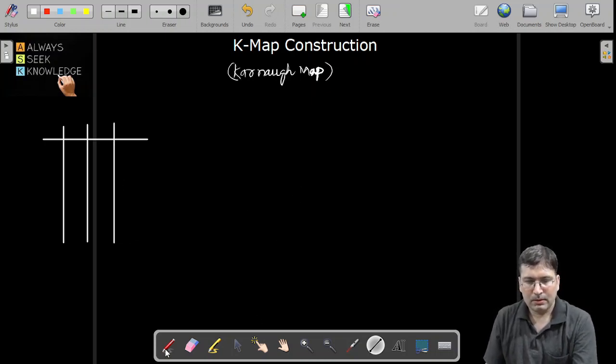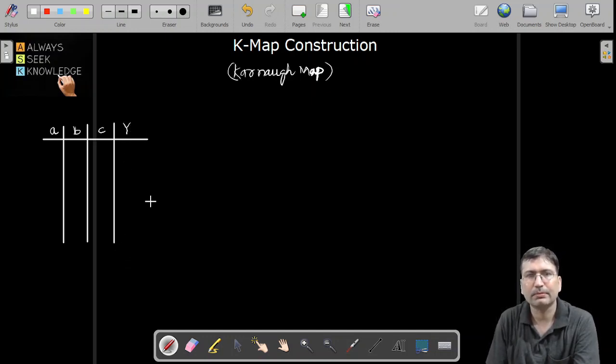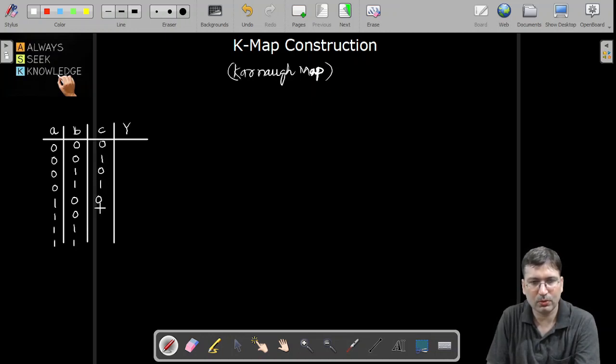Okay. So let's say I'm taking three variables A, B, and C, and here's the output, let's say Y, or any function. So there'll be 8 combinations: 0, 0, 0, 0, 1, 1, 1, 1, right? Here we can write 0, 0, 1, 1, 0, 0, 1, 1, and 0, 1, 0, 1, 0, 1, 0, 1, right?